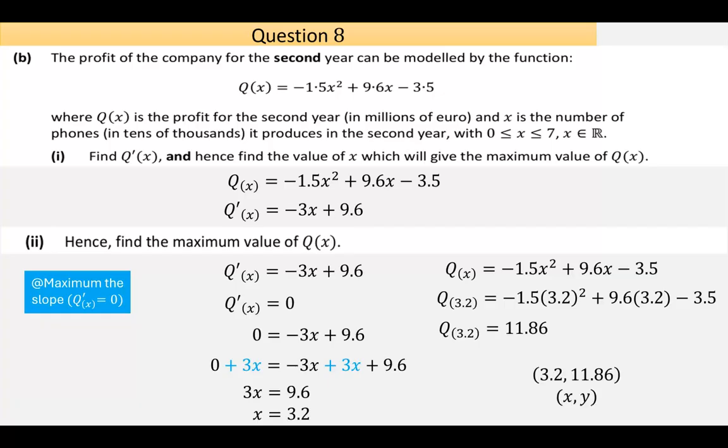Okay, the x value is 3.2. The y value is 11.86. Now, it's a bog standard question. Might be a lot of words in this particular one, but knowing the four-step method for max and mins is vital. And the four-step method is whatever function or equation you're given, differentiate it.